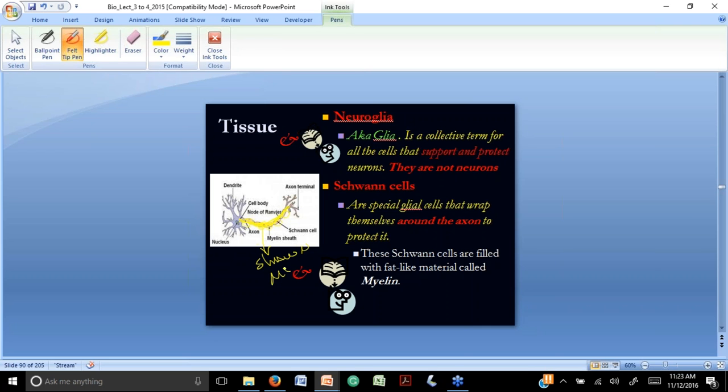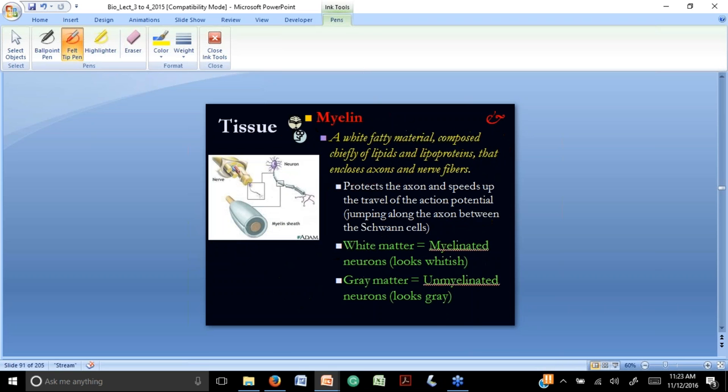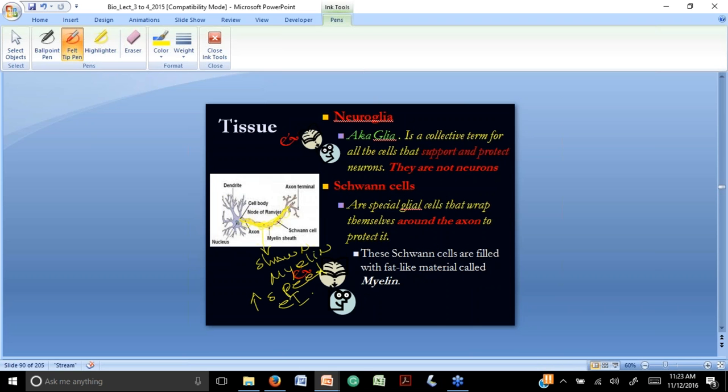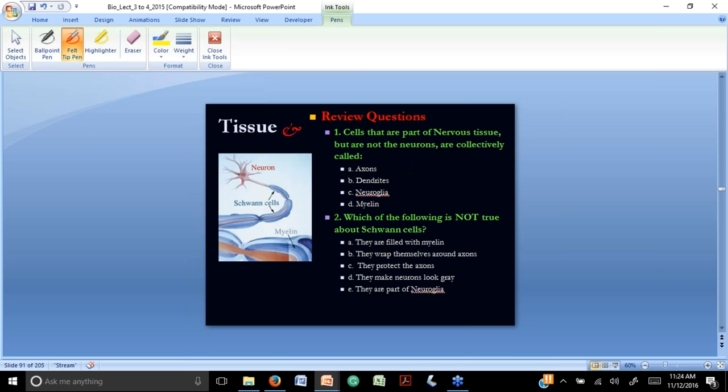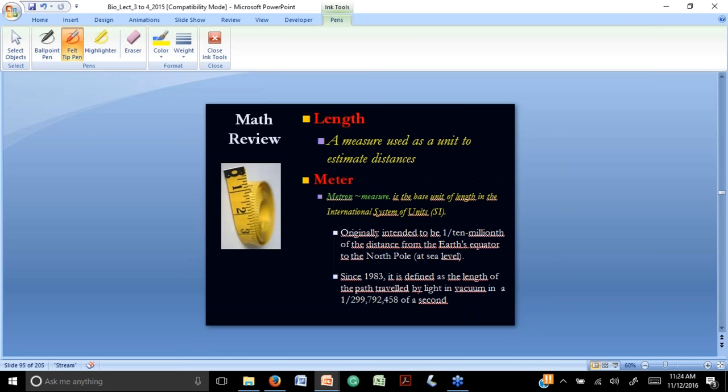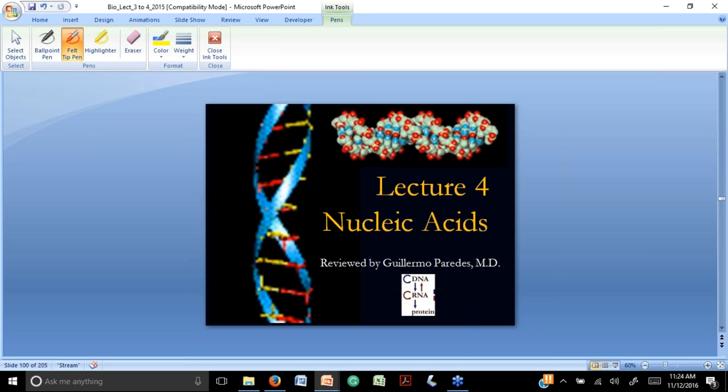And this guy has the myelin again, which is going to increase the speed of the electrical impulse. Okay, all right. So we have the myelin. What is inside the Schwann cells? The myelin. What is myelin? Myelin is fat. Okay. So we have your super favorites.